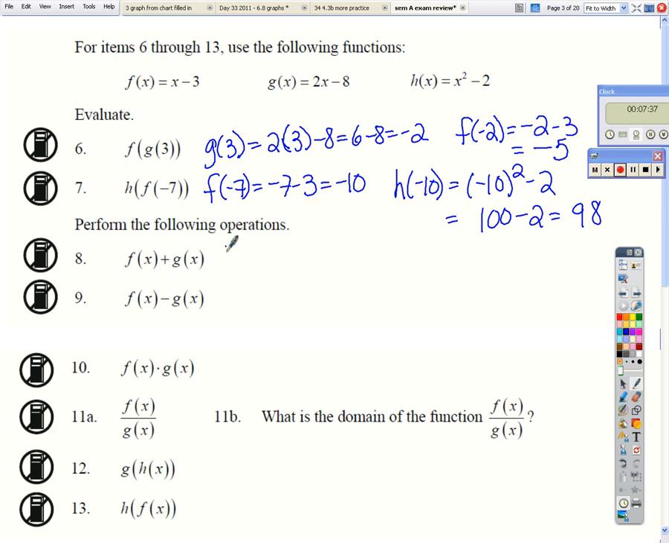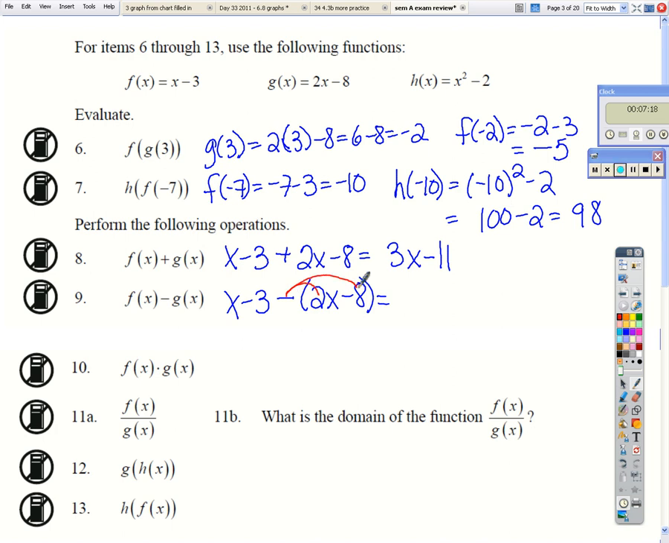To add the functions together, here's my f of x plus g of x. I'm going to combine like terms, so it's 3x minus 11. Now for subtraction, we have to be careful, because that negative sign goes to both pieces of the g equation. So really this is x minus 3 minus 2x plus 8. So that equals -x plus 5.